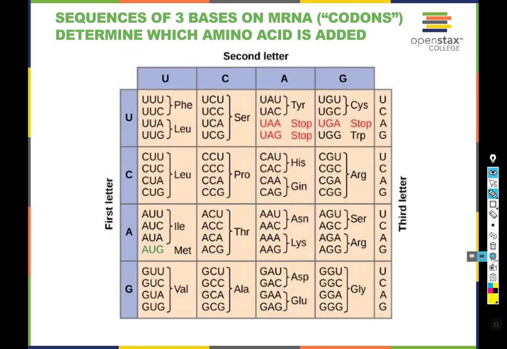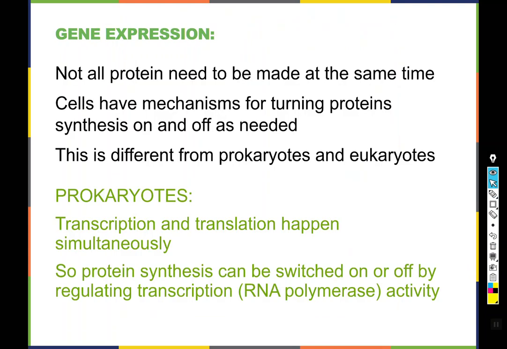Okay, so now let's return to our PowerPoint, shall we? And finish that up. So, some issues with gene expression. To express a gene is to transcribe and translate that gene, right? But not all proteins need to be made at the same time. So some proteins you want to not have around because they would be harmful if they were not present when they needed. So the example I gave was insulin.